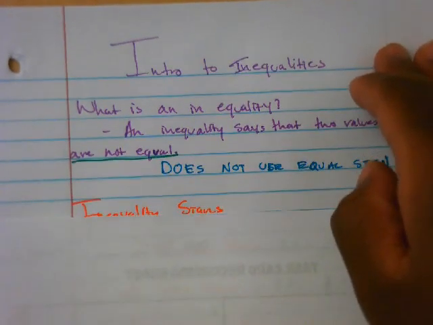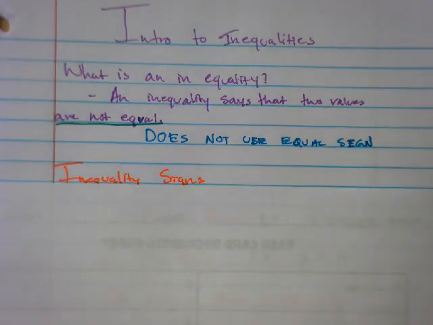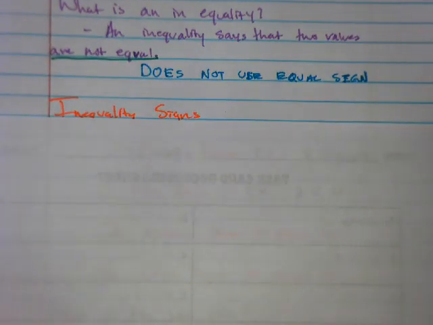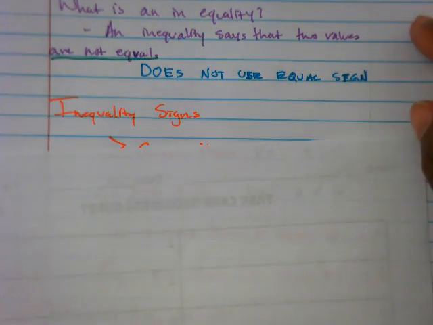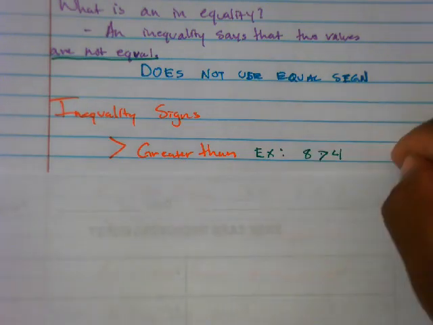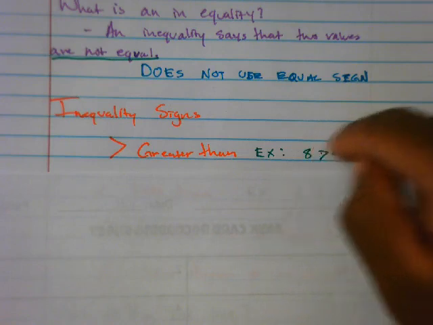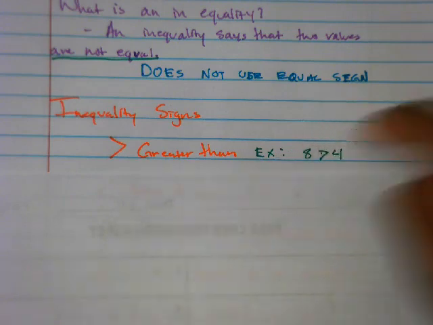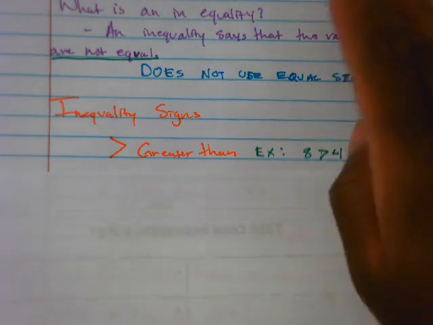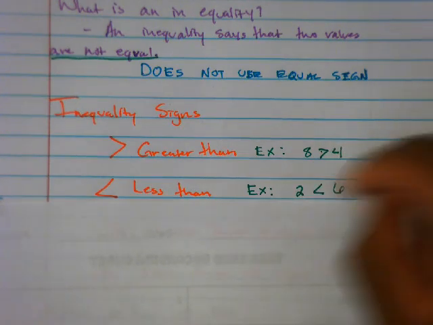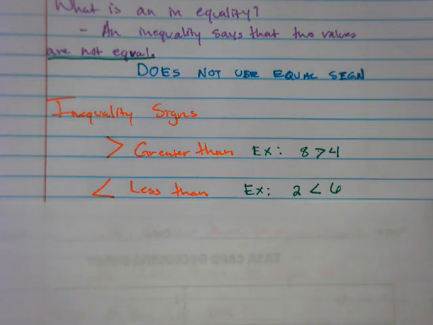So instead of using the equal sign, we use inequality signs. You guys are familiar with these already, but I'm going to review them. The first one is the greater than sign. We read from left to right, so this would be 8 is greater than 4. You wouldn't go the other way and say 4 is less than 8. You read from left to right, so 8 is greater than 4. The next one is the less than symbol. Again, left to right, 2 is less than 6. That's an example of that.